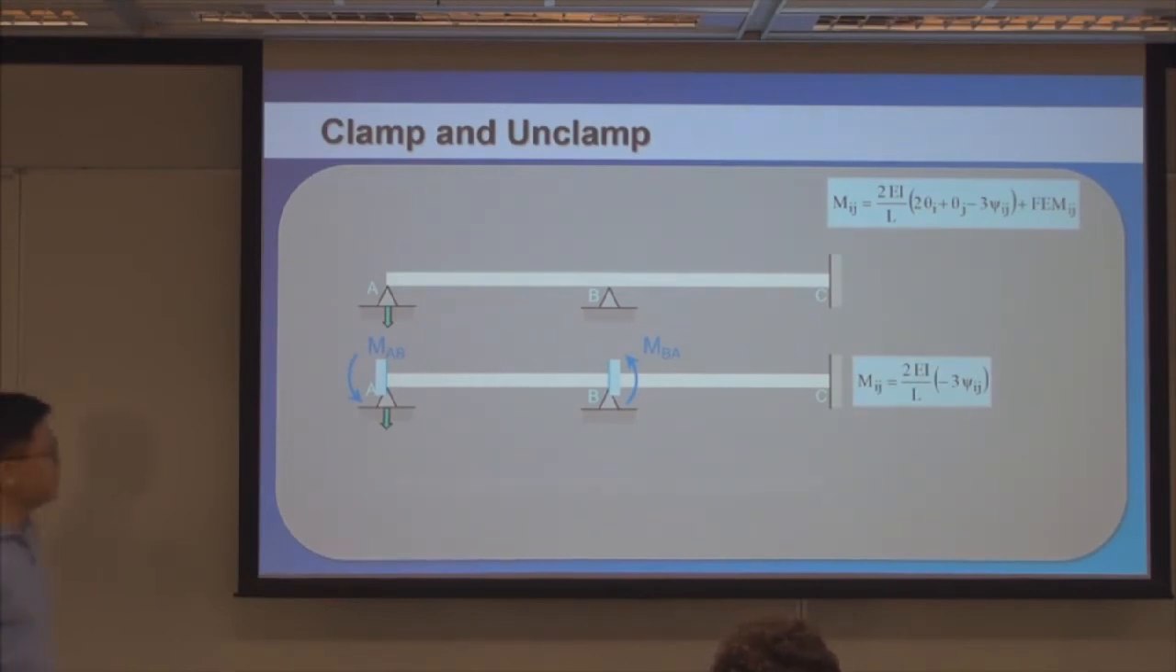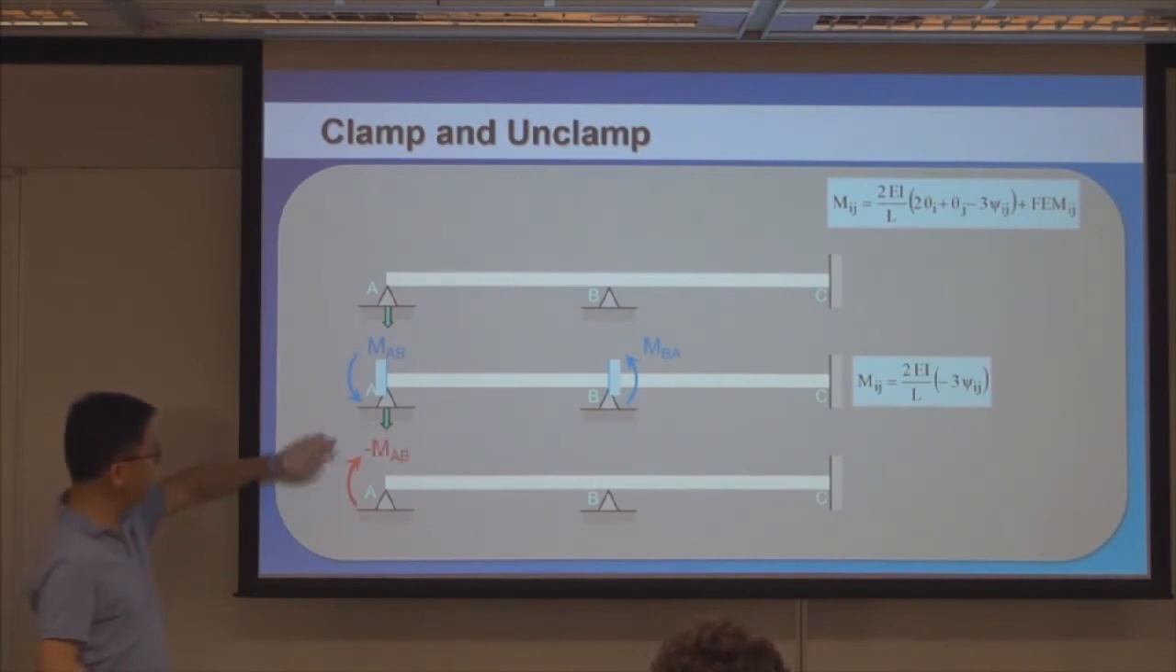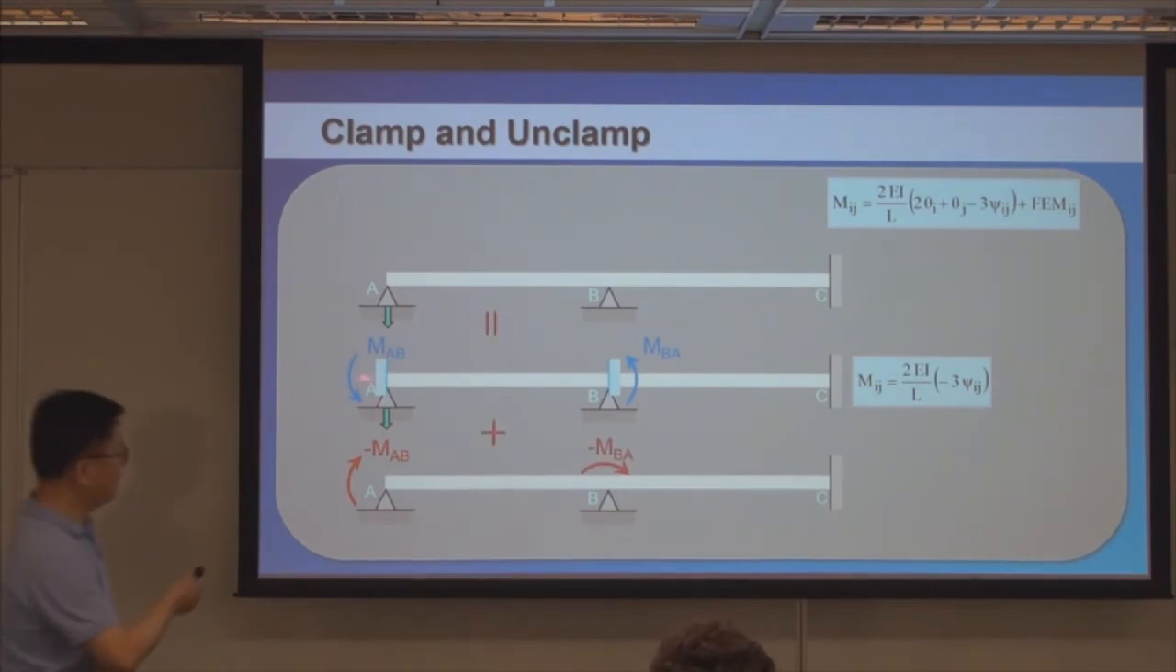Okay? So then you just use the concepts of clamped claim assumptions. Just apply the end moments backwards, apply the end moment backwards, and then use the superposition. You cancel these two moments, and then the only thing that remains is the downward settlement at support A.